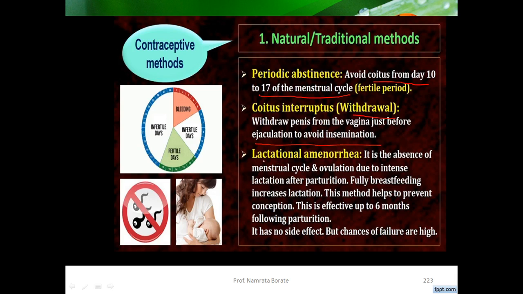Third one is lactational amenorrhea. It is the absence of the menstrual cycle and ovulation due to intense lactation after parturition. Fully breastfeeding increases lactation. This method helps to prevent conception. This is effective up to 6 months following parturition. It has no side effects, but the chance of failure is high.